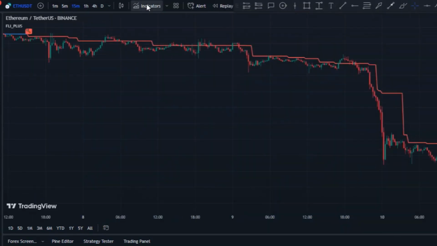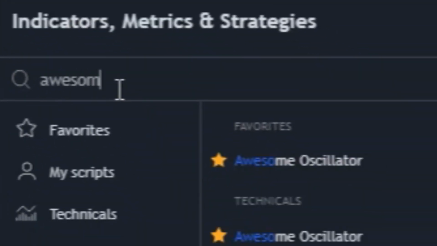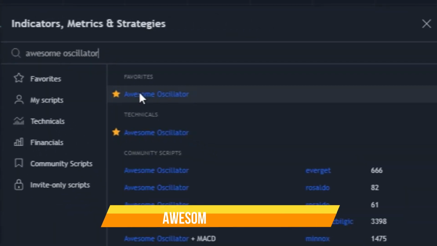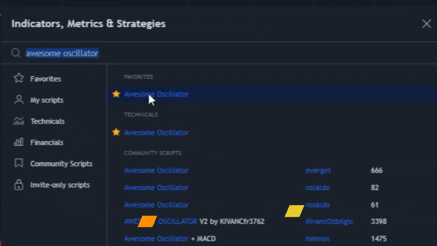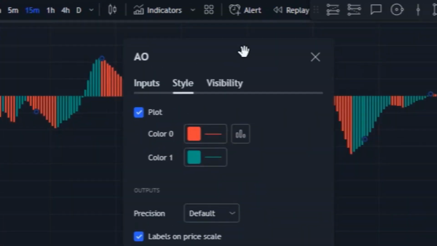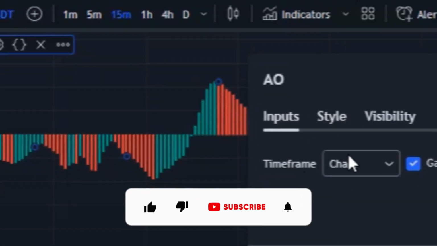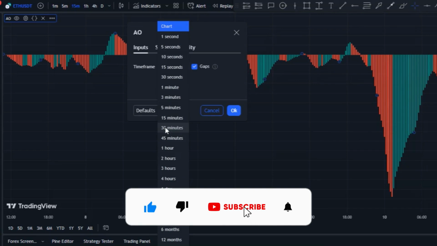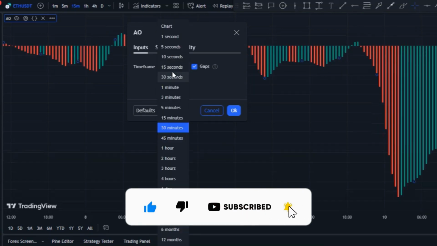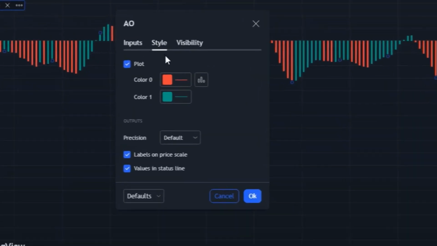But to apply the strategy efficiently, it's essential to integrate another indicator into your trading setup. To accomplish this, simply go to the indicator section and look for Awesome Oscillator and include it in your trading setup. To optimize the Awesome Oscillator indicator, head over to the settings section and in the inputs area, adjust the time frame of the indicator to be 1 time frame higher than the chart. Then in the style section, change the plot to appear in blue.